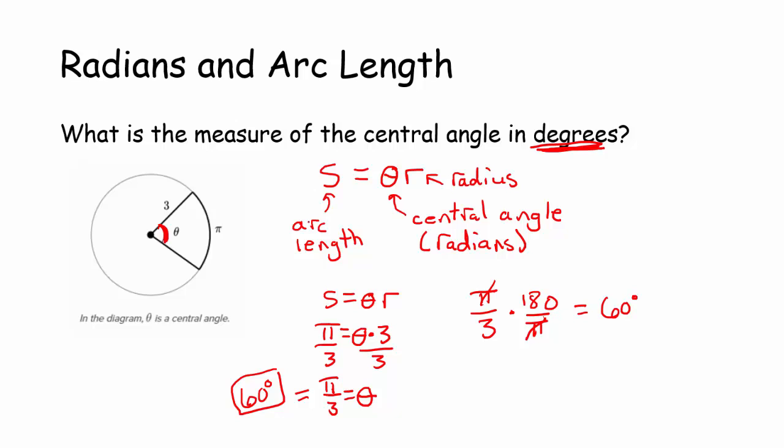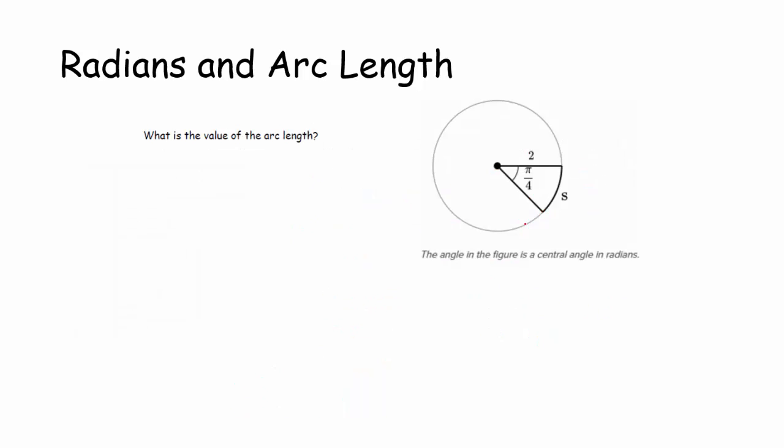So you just have to be careful that this formula that relates the arc length, the radius, and the central angle is for when the central angle is in radians. In this case, we were solving for the central angle. We got that it's pi over 3, but the question was asking what is the measure in degrees. We just have to be careful with our units, and we had to do a conversion from radians to degrees before giving our final answer.